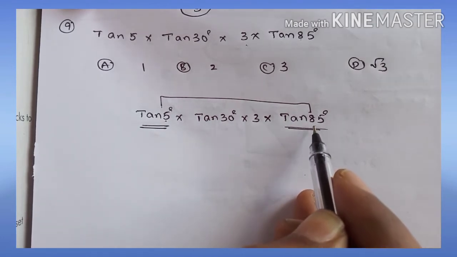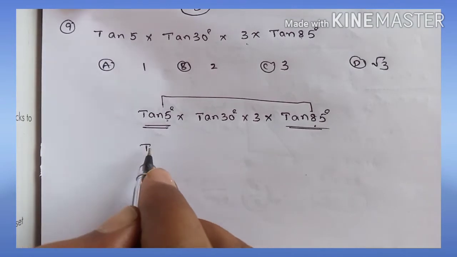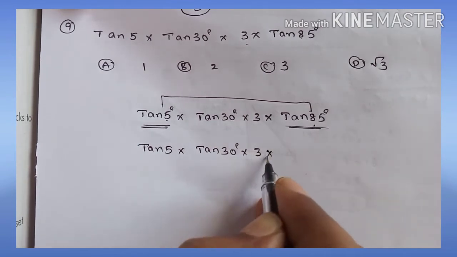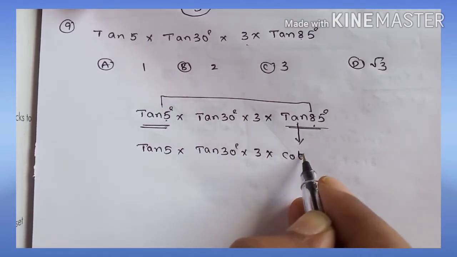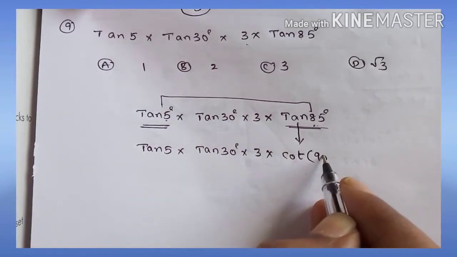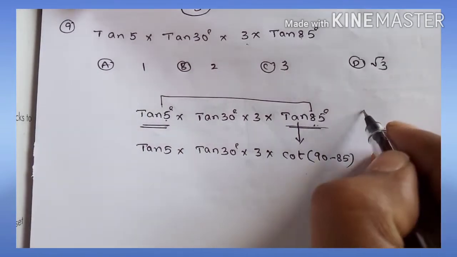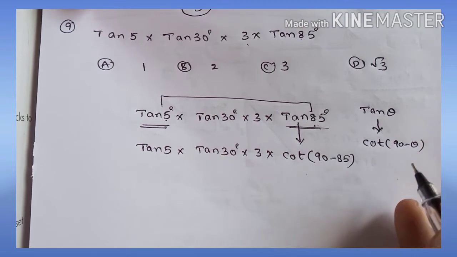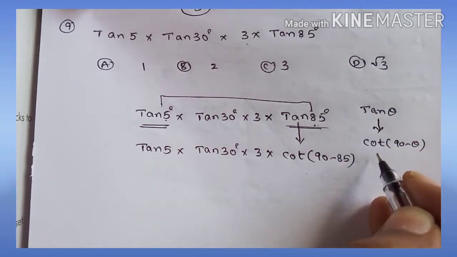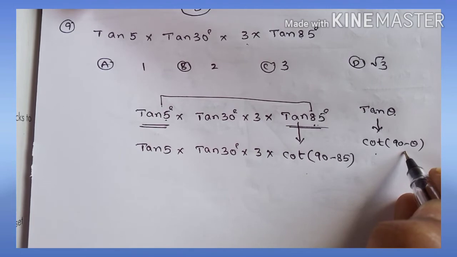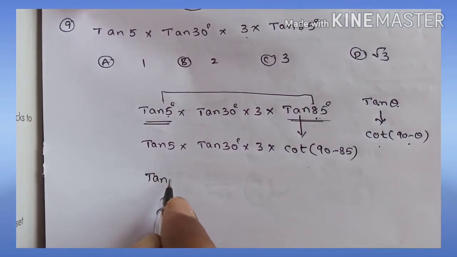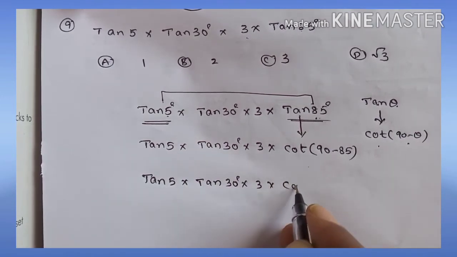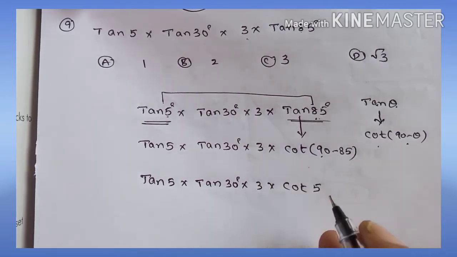This is a value we can convert into tan terms, which is equal tan 5 into tan 30 into 3 is same. This tan you can convert in terms of cot, and 85 we can write as 90 minus 85. We know the relation tan theta value we can write as cot 90 minus theta. When the tan is converted into its cot, angle will convert into its complementary. Now the values remaining, what will be? Tan 5 into tan 30 into 3 into cot 90 minus 85 is equal to 5.